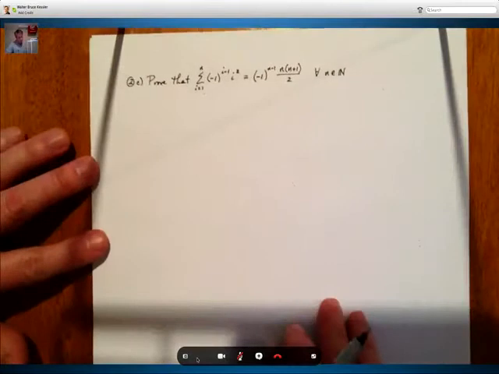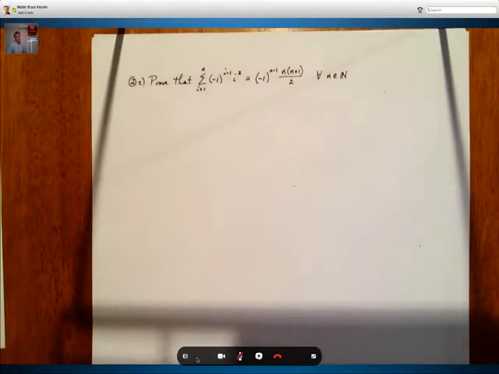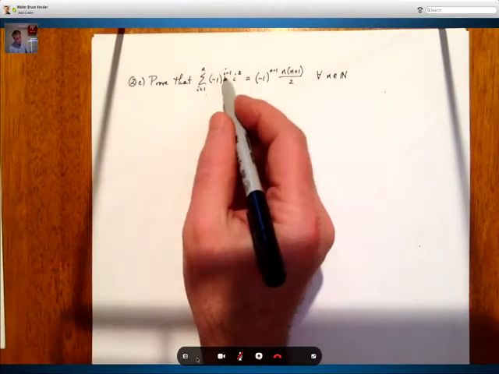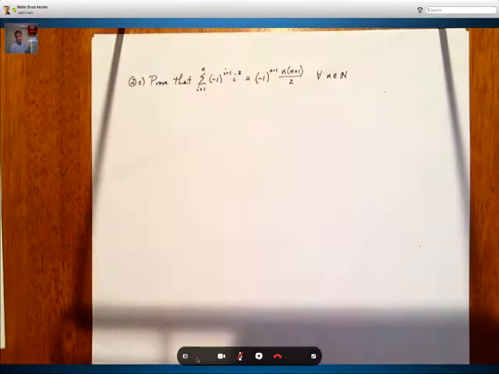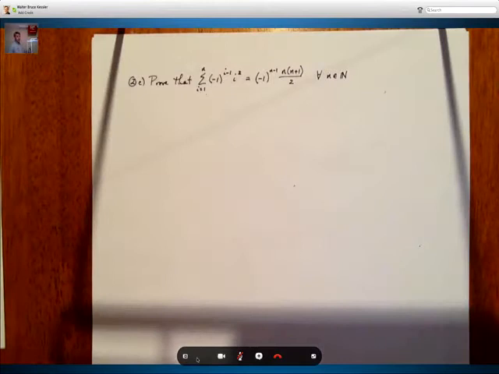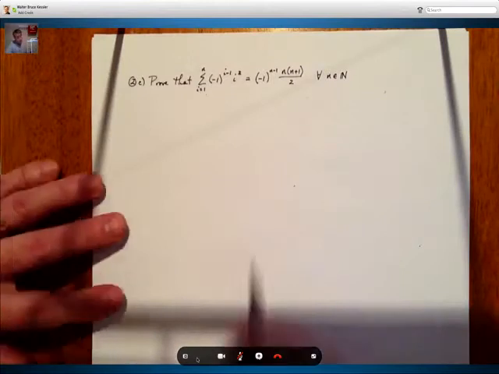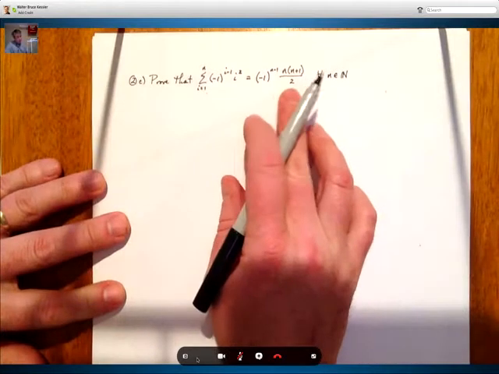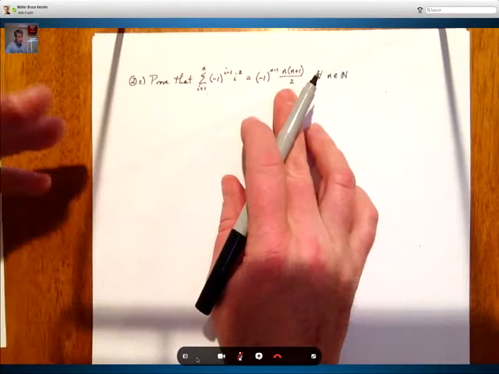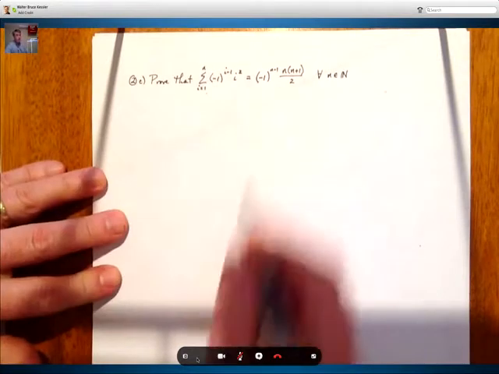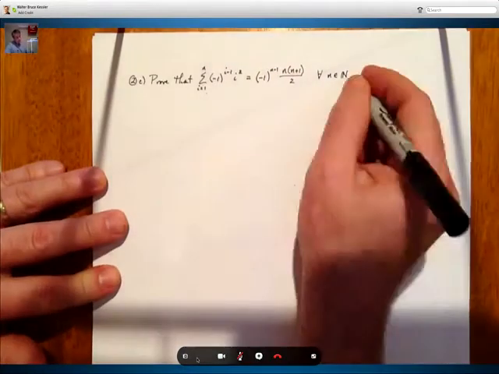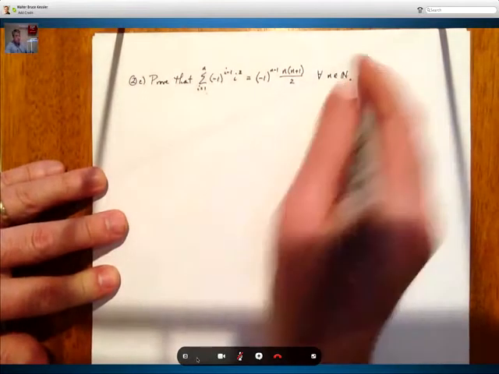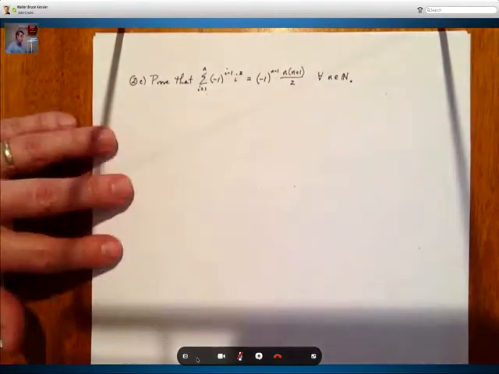Alright, problem C says, okay, let's say we add up the squares in order, but we alternate the sign in front of them. So when i is 1, this would be 0, so it would be positive, and then negative, and then positive, and so on as we get bigger. Let's show that that equals this right here, which is kind of curious. This is kind of the sum of the i's in order, but the sign is going to change in front of it. And we want to show this for n equal 1, 2, 3, 4, 5, 6, and on.